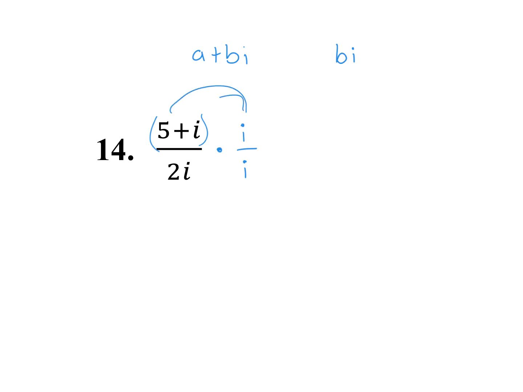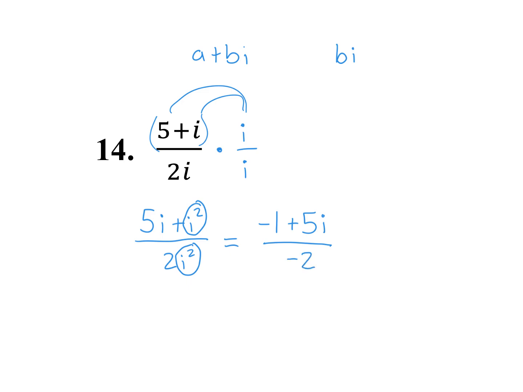If we distribute this way, we get 5i plus i squared. And then the denominator would be 2i times i, which is 2i squared. All right, I'm going to do 2 steps at once. I'm going to rearrange it, and replace both of these i squared with negative 1. So on the top, the i squared becomes negative 1, and I'm also going to change the order. On the bottom, I have 2 times negative 1, which is negative 2.